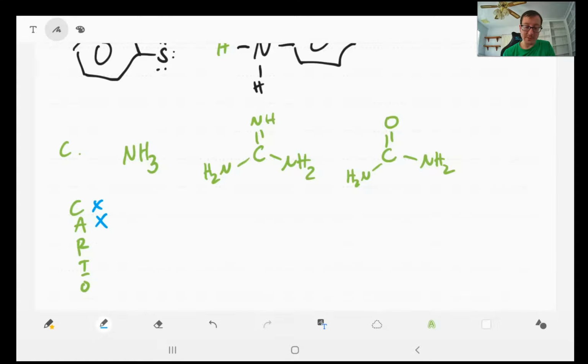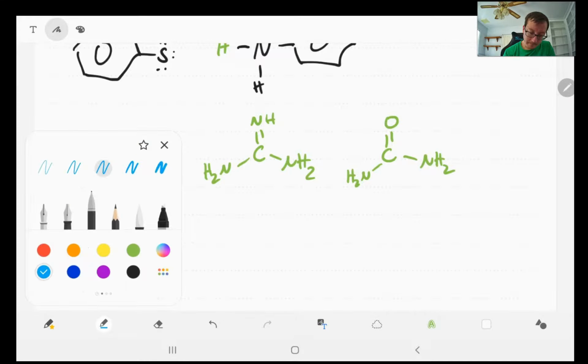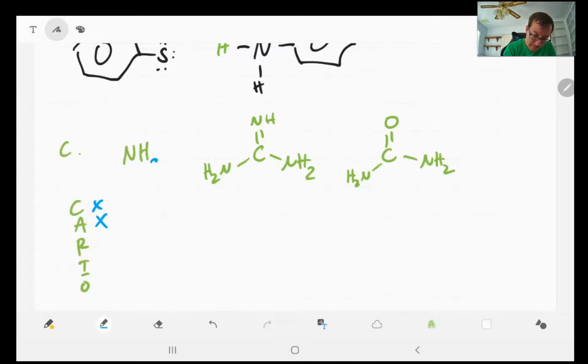So maybe this will come down to resonance. If I take a hydrogen off of each of these molecules, I'm just arbitrarily choosing one.